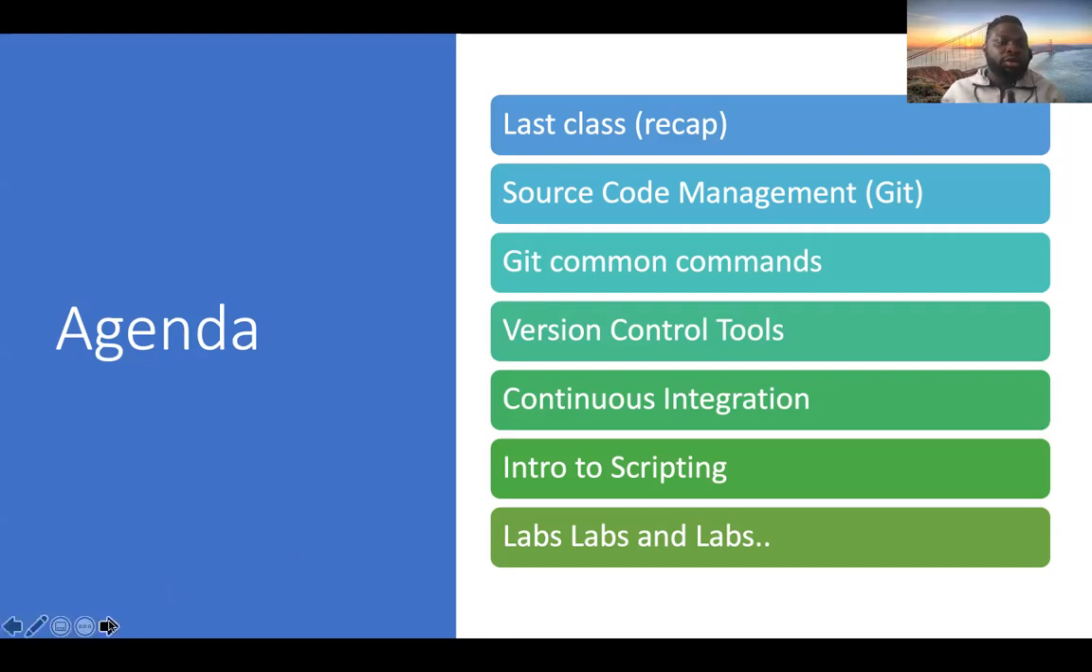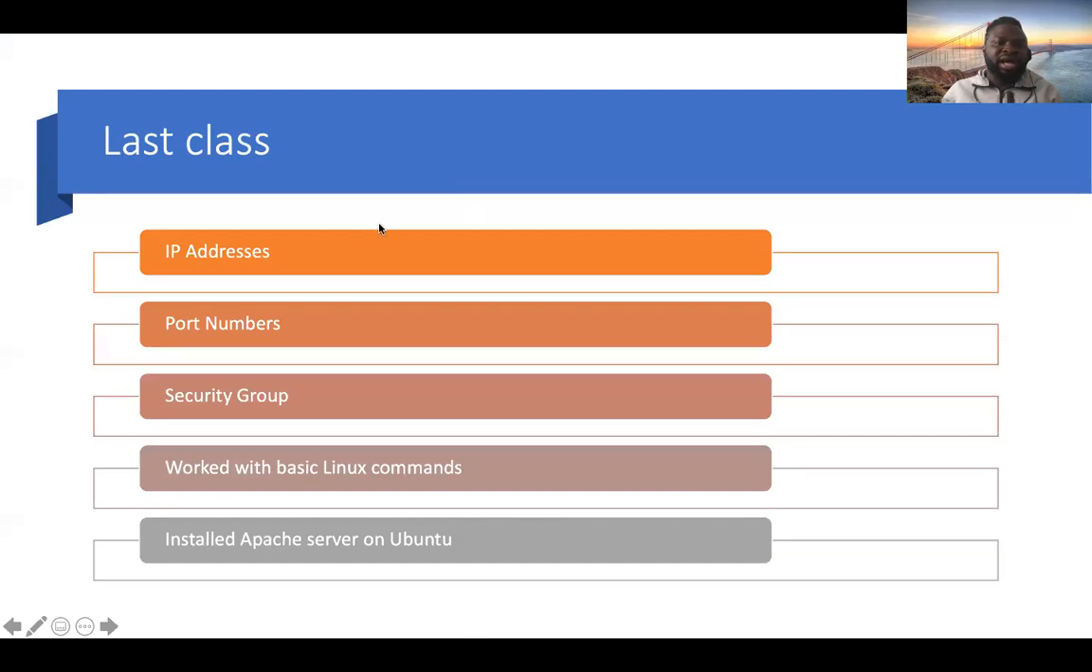So again, last class we did IP addresses. We talked about public and private IP addresses, what an IP address is, and how it allows you to identify a device on your network, like your computer. It could be your printer, your server, anything. The IP address linked together with the port number allows you to access a specific application.